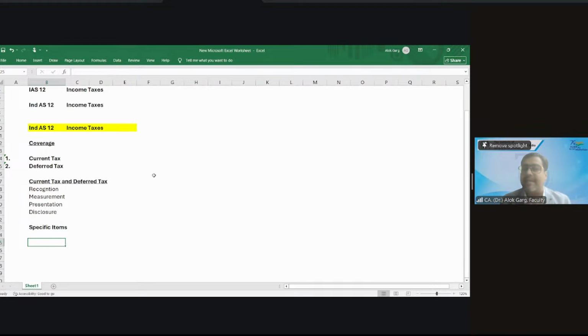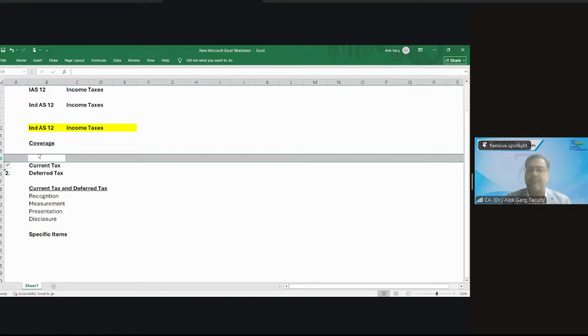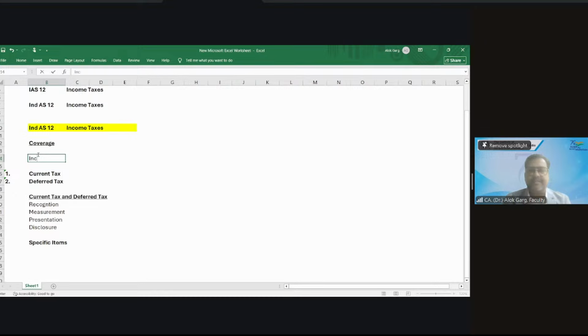In income taxes, we are going to cover two aspects, current tax and deferred tax. So income taxes is equal to what? Income taxes is equal to current tax plus deferred tax, right? So these two things we are going to cover, and we are going to cover recognition, measurement, presentation, disclosure, and some specific items or specific situations, right? Shall I move forward?